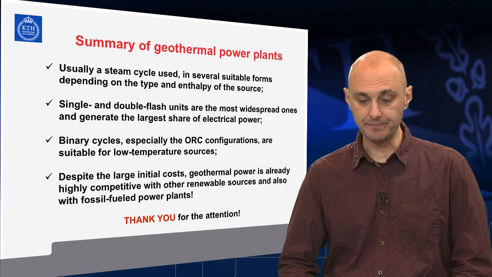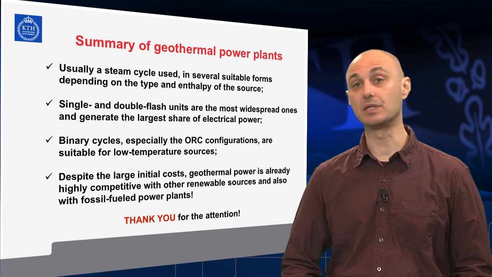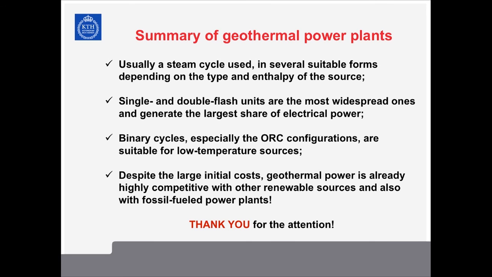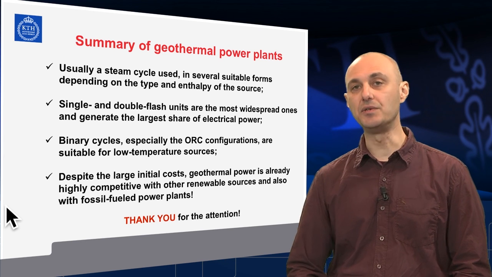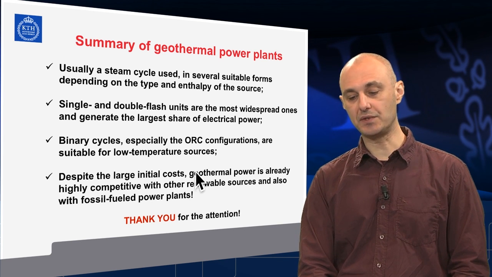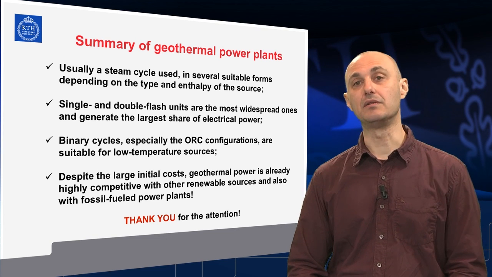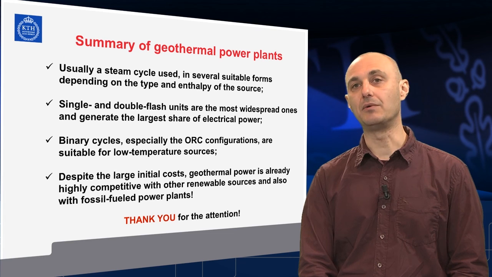Let me continue quickly to the summary and underline once again that any kind of steam cycle can be used. However, we need to adapt it to the temperature and pressure level of the source, usually dealing with steam or in most cases just hot water coming out from the production well. Single and double flash systems are the most utilized because the available resources match very well such kind of applications. Binary cycles exist and are being run in many cases. However, they are usually low productive. Despite the large and quite scary initial investment costs, geothermal power is pretty much competitive in modern times with any kind of conventional or other type of established renewable power generation.